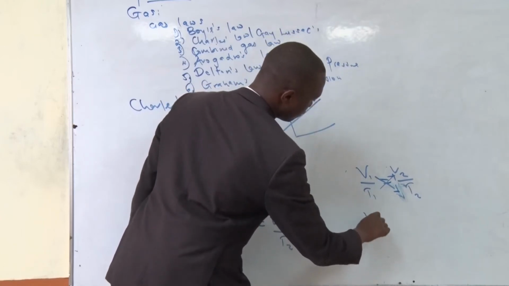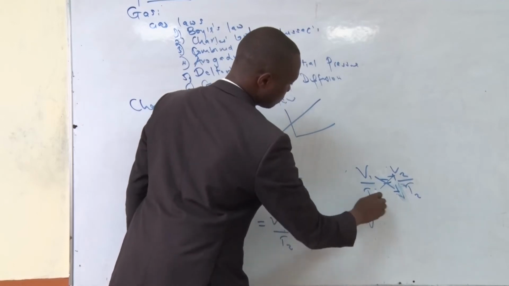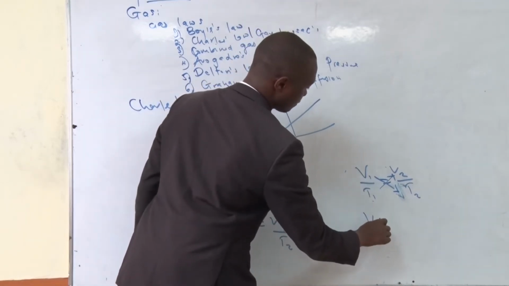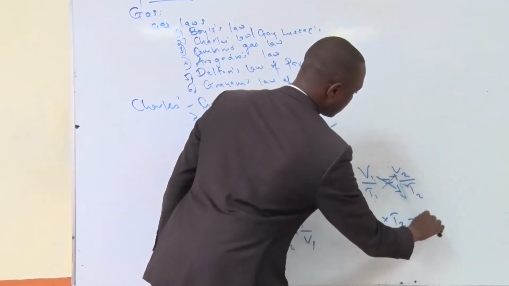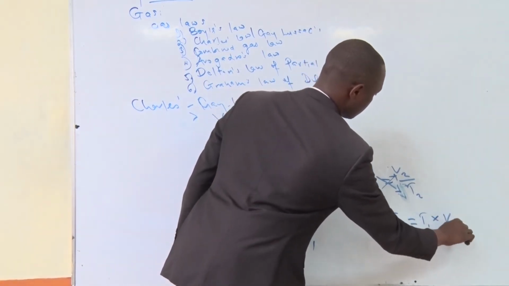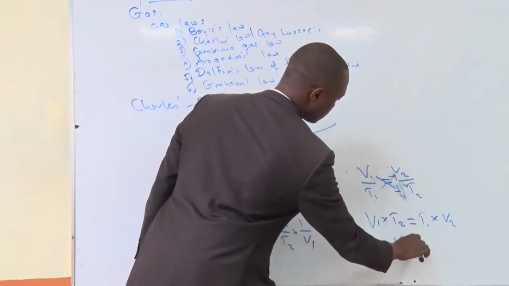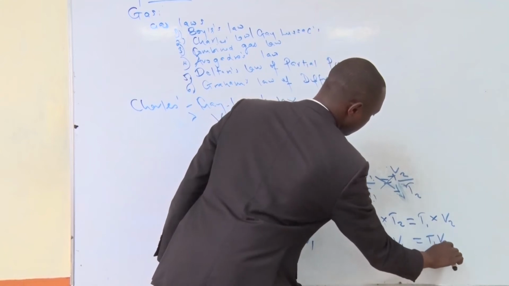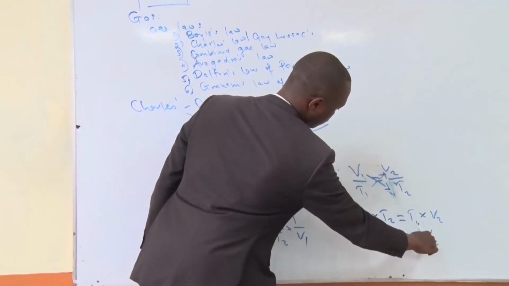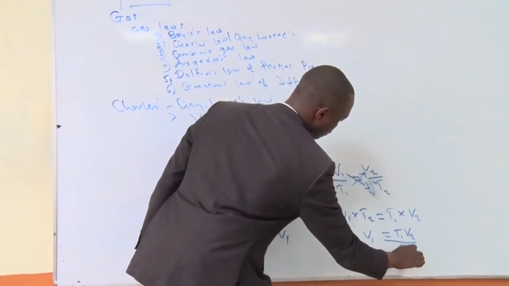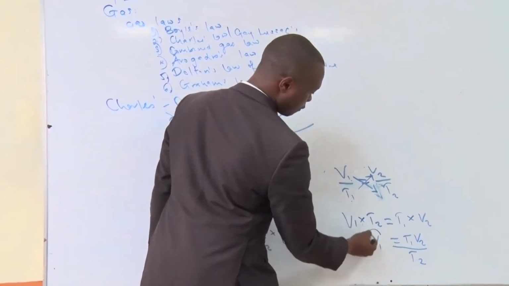We are looking for T1. We'll just begin with V1 first. So V1 times T2 is equal to T1 times V2. And now when you want to equate for V1, we'll say it is T1 V2 over T2. Now, that is when looking for V1.